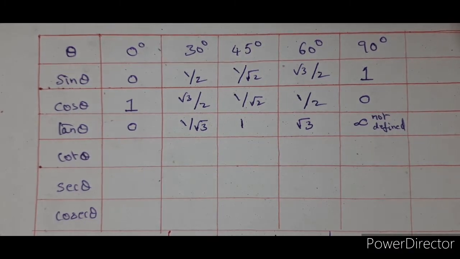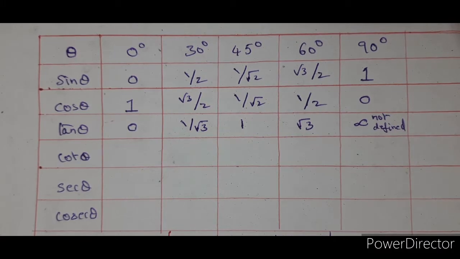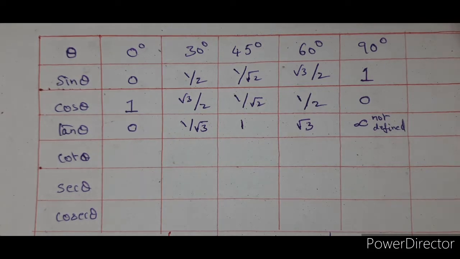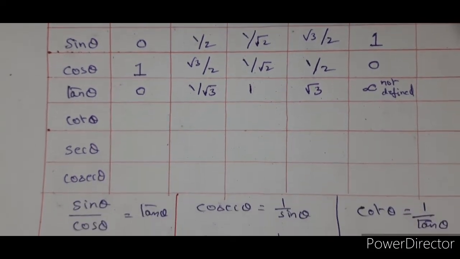And welcome back to trigonometry. In the previous video we have seen how to find the three basic trigonometric ratios, sine, cos, tan, for 0 degrees, 30 degrees, 45 degrees, 60 degrees and 90 degrees. We derived those values, and now let's fill the table using the basic relationship between them.